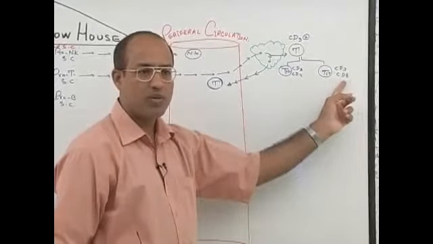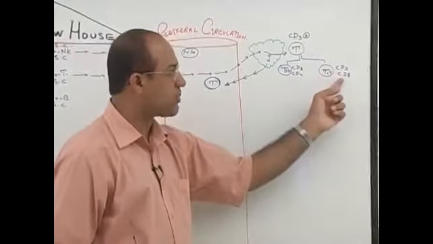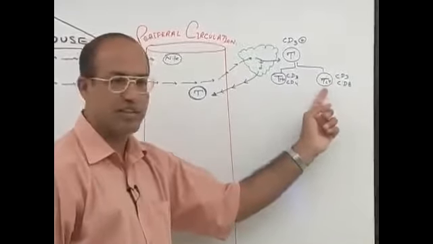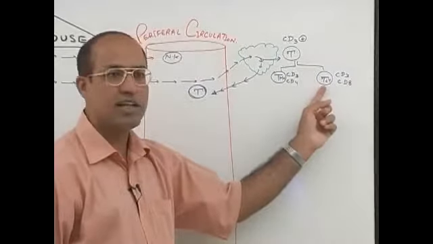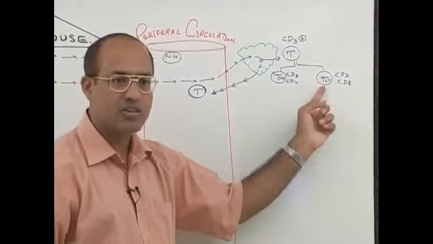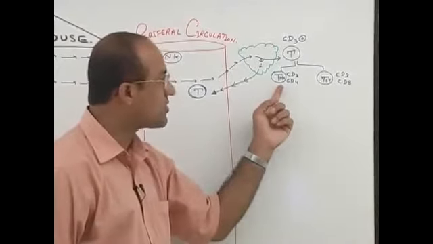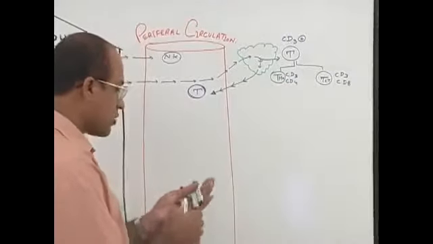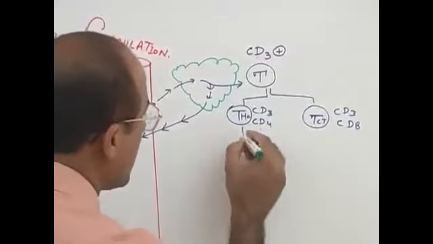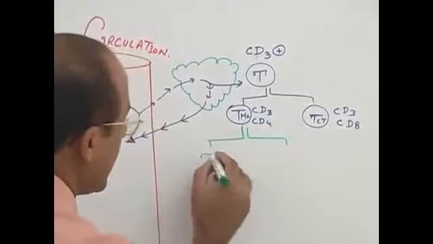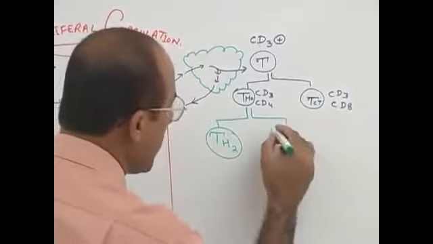Now, what really happens is that when CD3 and CD8 both are present, these are called CD8 positive T cells. CD8 positive T cells, we'll talk in future in immunology, act as cytotoxic cells. But CD4 positive cells can divide into two types of cells, T helper 2 and T helper 1.